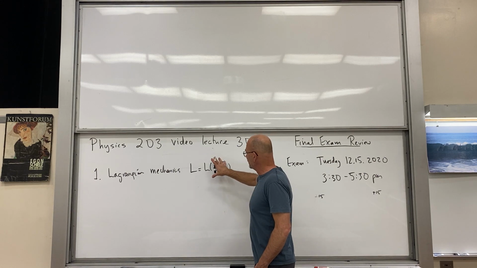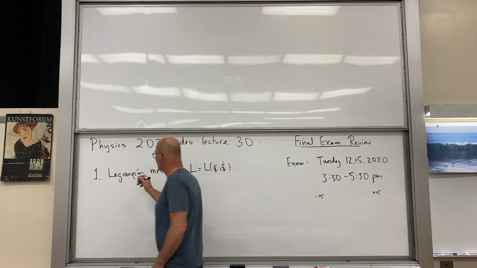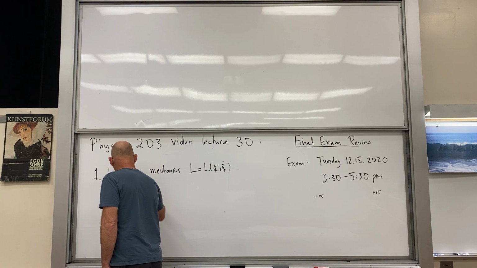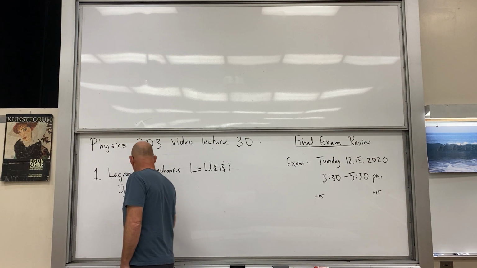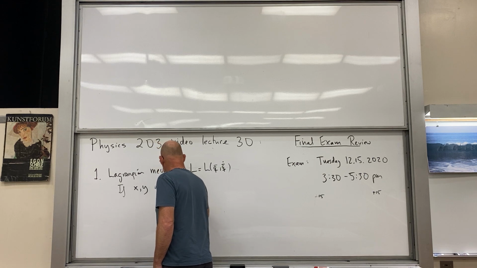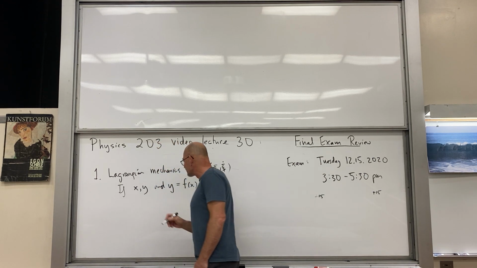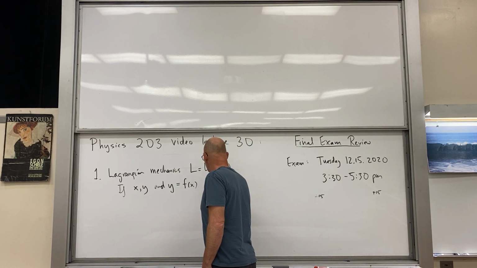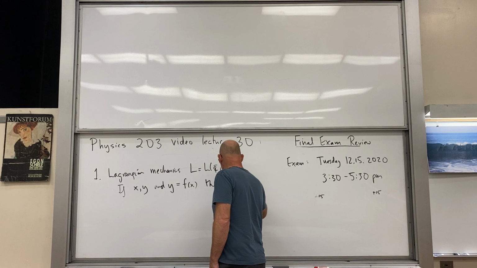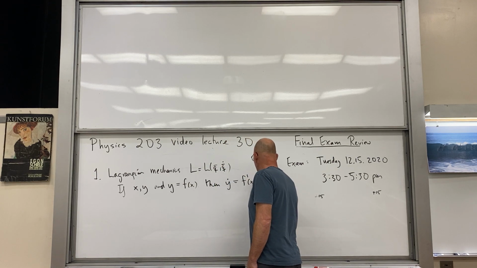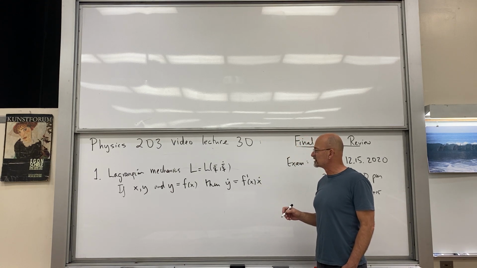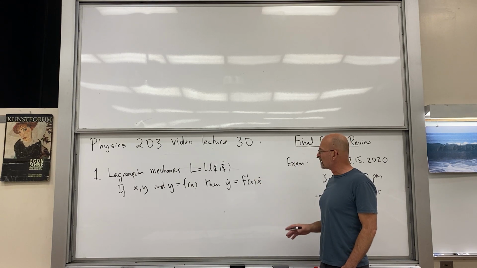And just a heads up, if we have x and y equals f of x, then we have to make sure we use our chain rule. Then y dot, we've got the f prime of x times x dot. That's going to come up in a couple of situations. So yeah, we can construct the Lagrangian.